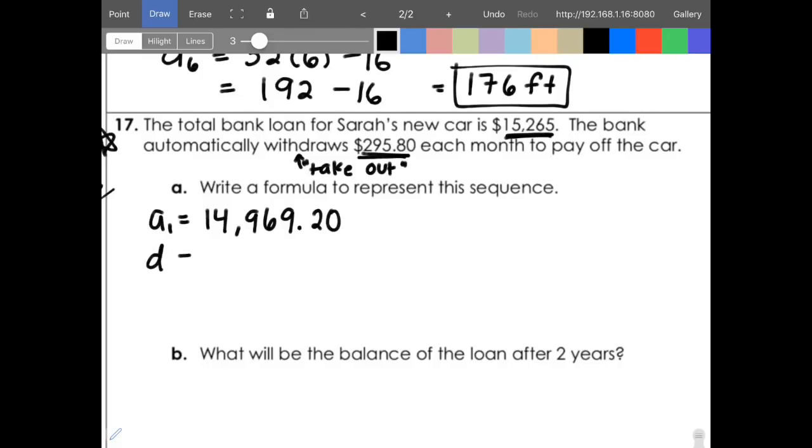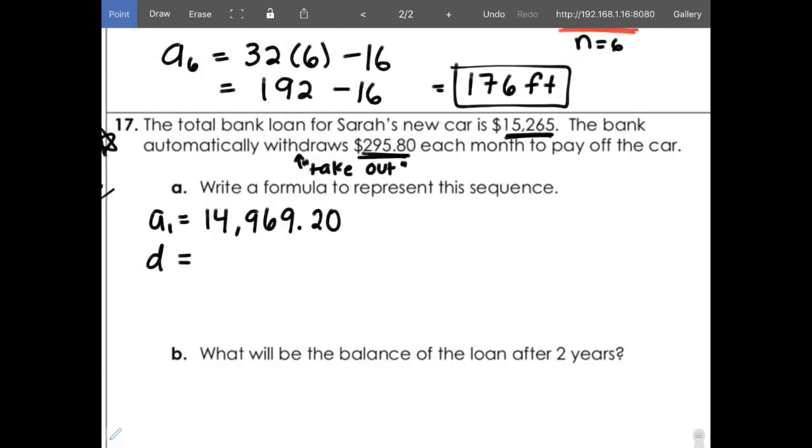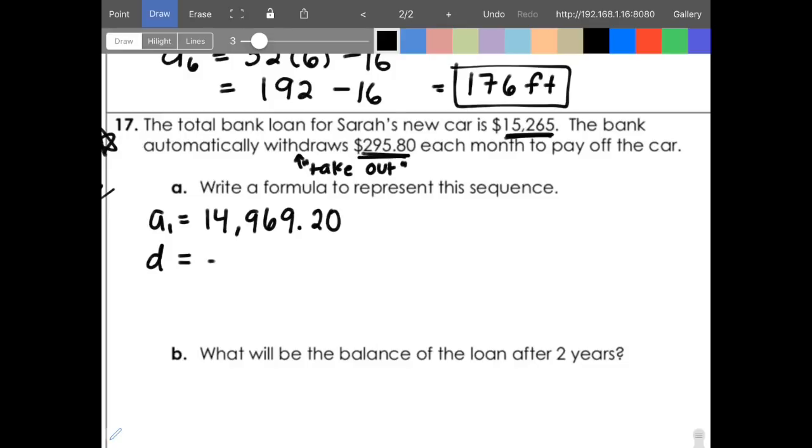What's my common difference? It's this guy, $295.80, because it withdraws each month. Each month it takes out this much. So the common difference is negative $295.80. Why negative? Because withdraw means negative. It means take out, right? We just subtracted our total from $295.80 to get this number, $14,969.20.